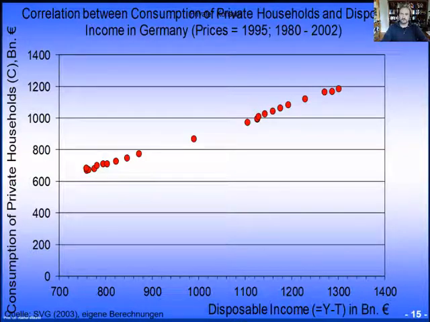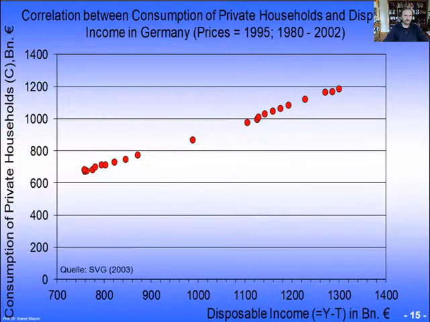As this diagram shows, there's a strong positive correlation between disposable income of households, measured here on the x-axis in billion euro for Germany as a whole, and household consumption, measured here on the y-axis, also in billion euro. Both time series are calculated in prices of the year 1995, so inflation is eliminated.